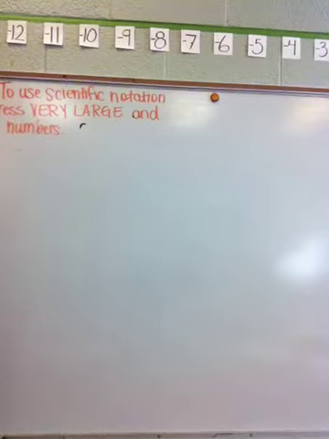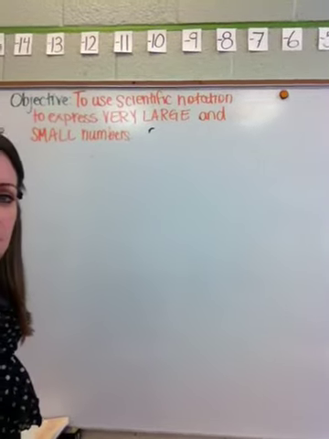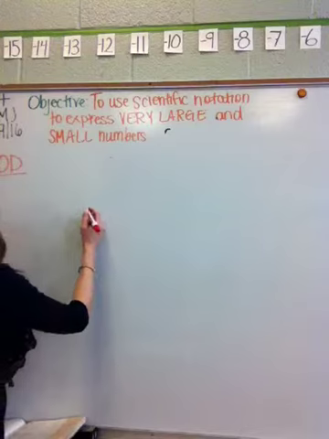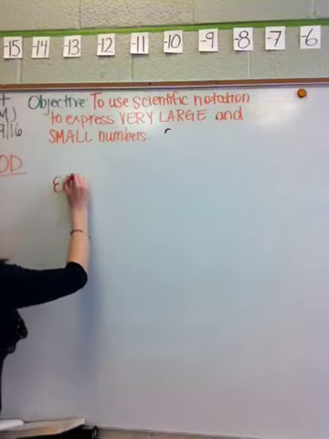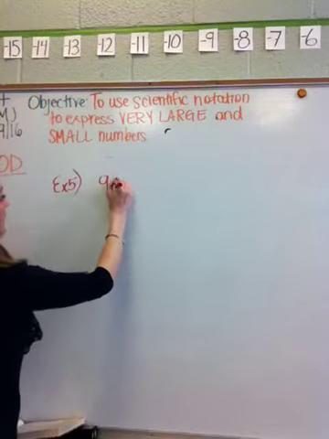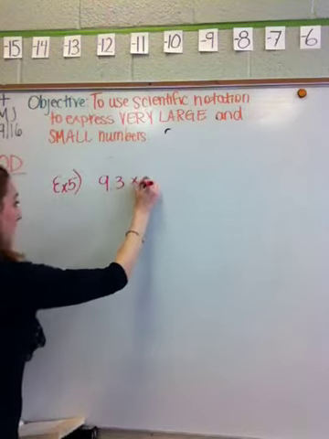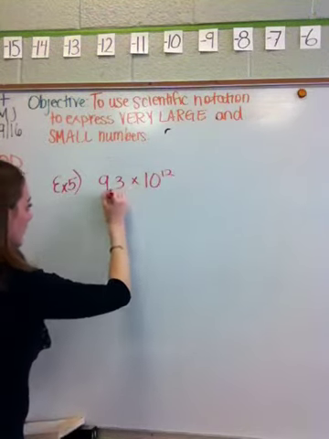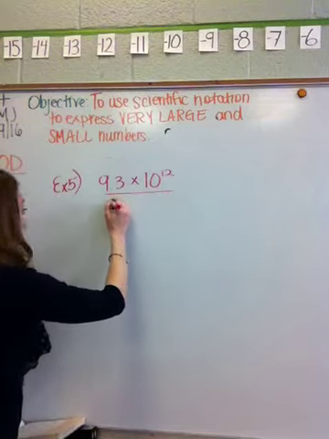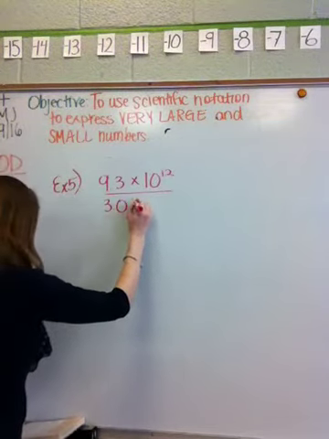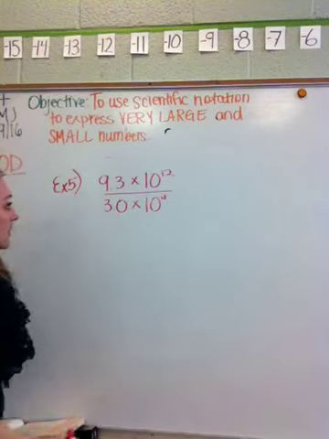All right, I'm going to do an example similar to example 3 in your book, but it's not going to be exactly the same, because you can then read that example to supplement the examples that I'm doing here on the board. All right, so we have example 5. 9.3 times 10 to the 12th power over 3.0 times 10 to the 4th power.